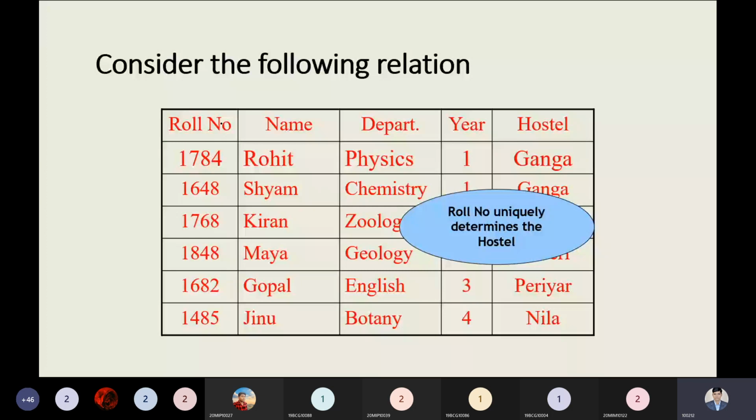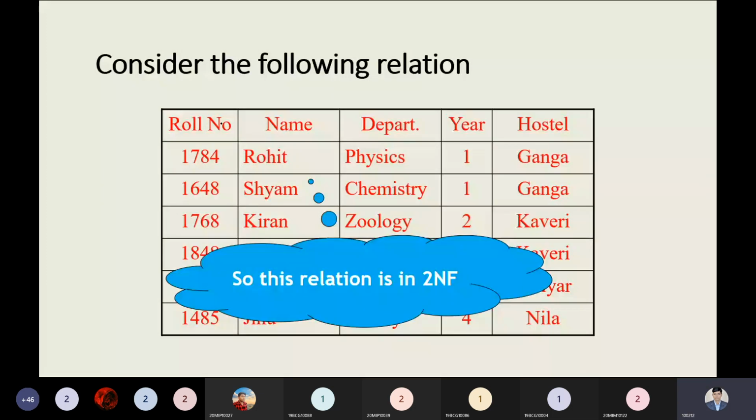So what we are observing here is that roll number is the key attribute. So this relation is by default in the second normal form. Why? Because no composite attributes are determined by one property. So this is true. It means my relation will be in the first normal form. And the second normal form.